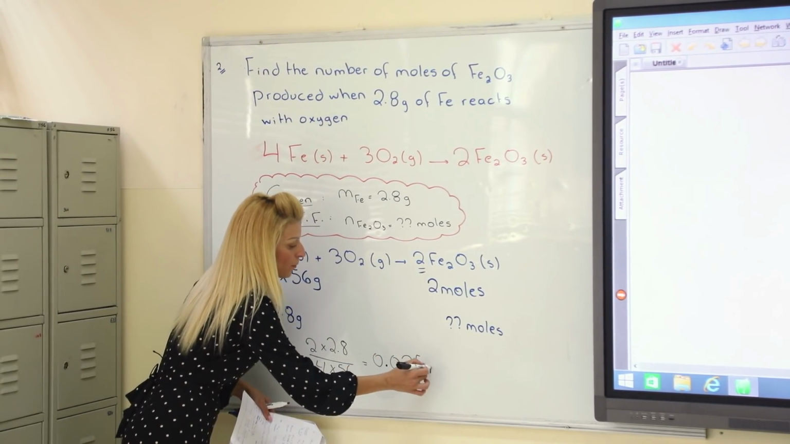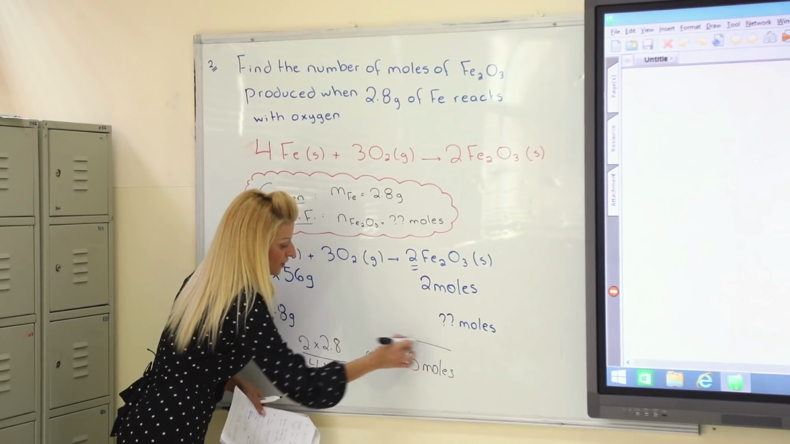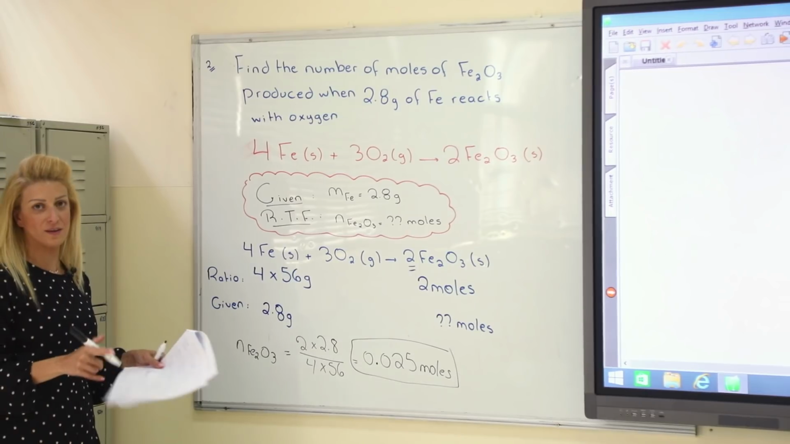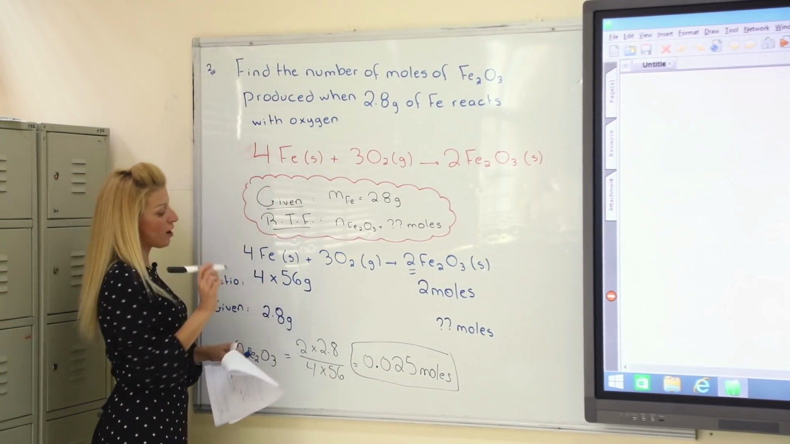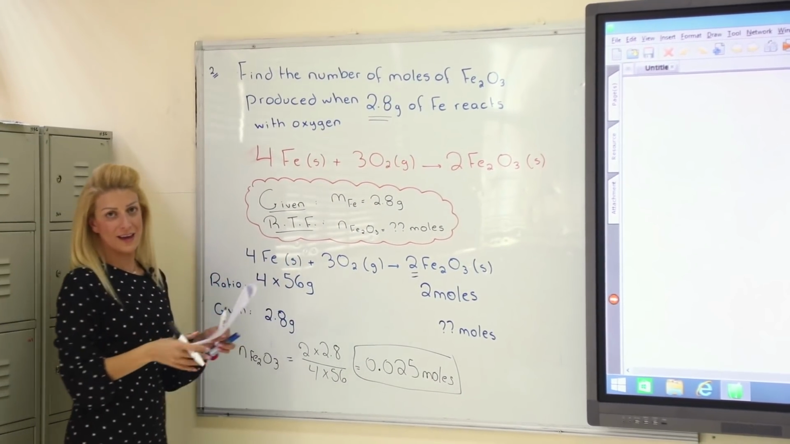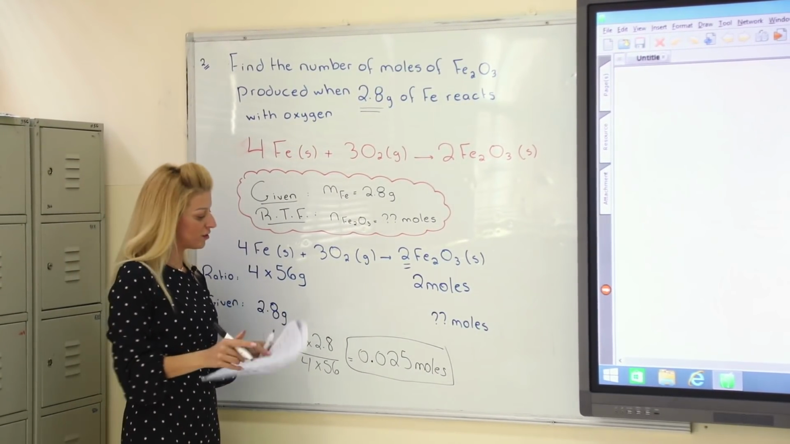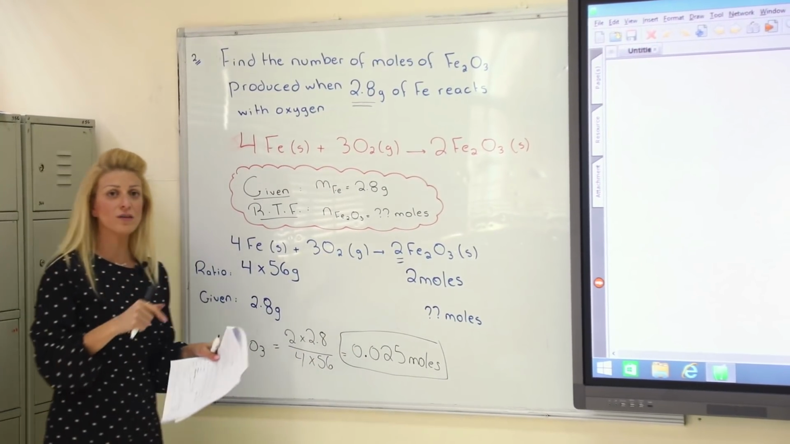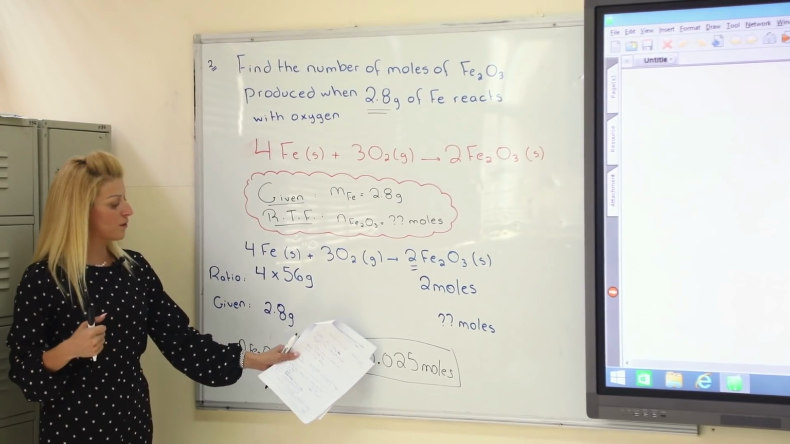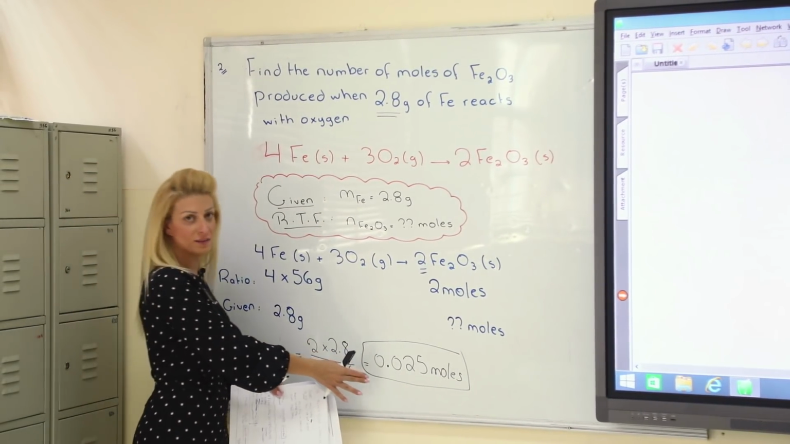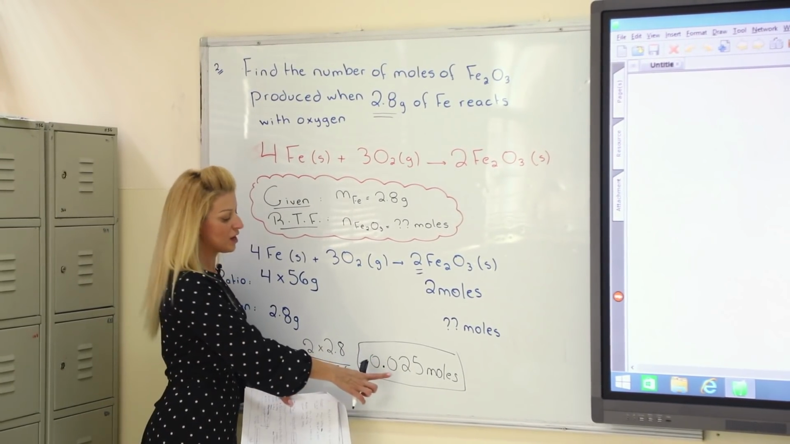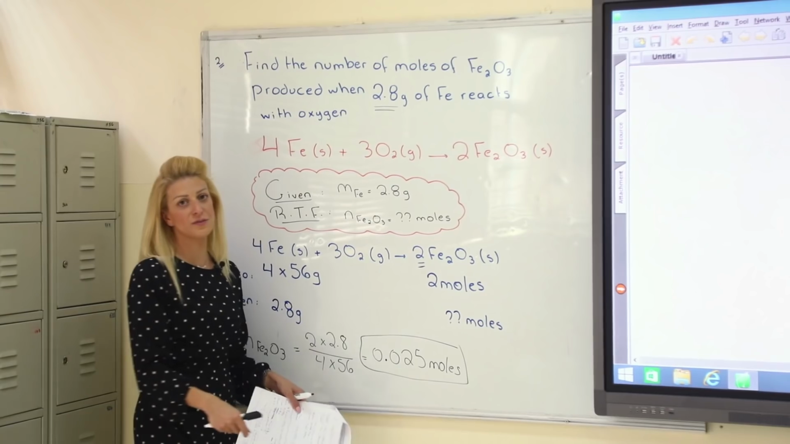Again, we check if our answer is reported to the correct number of significant figures. If we go back to our given, the number given is 2.8, which has 2 significant figures. So our final answer should also be reported to 2 significant figures, which is 0.025, which is correct, because zeros to the left do not count as being significant. So this is correct to 2 significant figures.